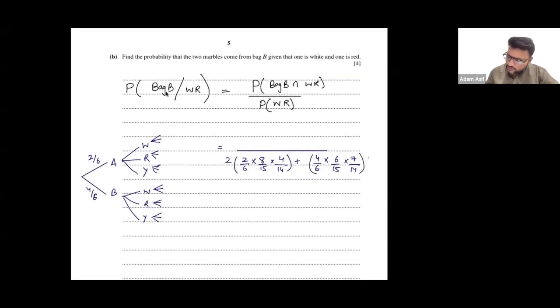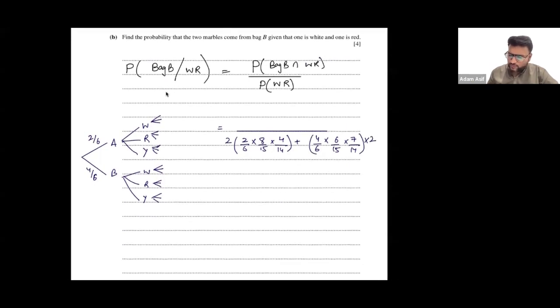So I'm going to multiply this probability by 2. And in the numerator, we'll have the probability that we are selecting white and a red marble from bag B. So in the numerator, we are going to have 4 upon 6 times 6 upon 15 times 7 upon 14. And it can be both ways. So times 2. Solving this will give us the conditional probability. So let's solve it.